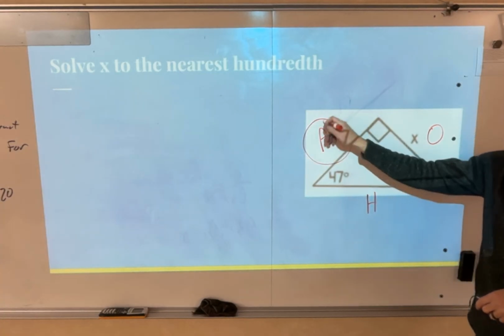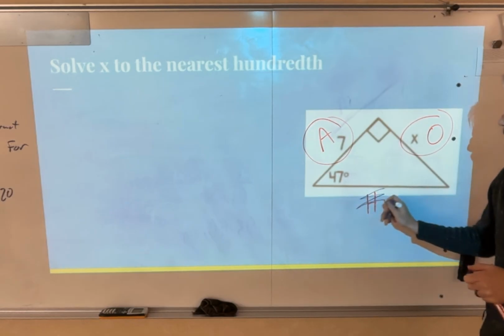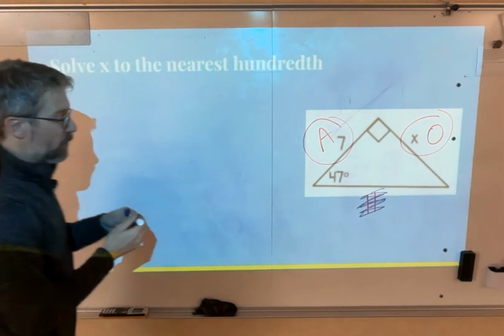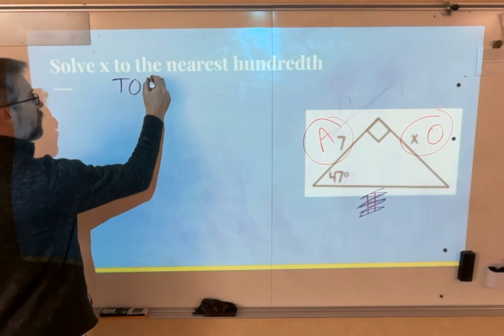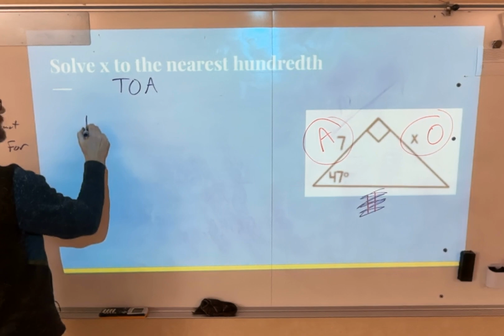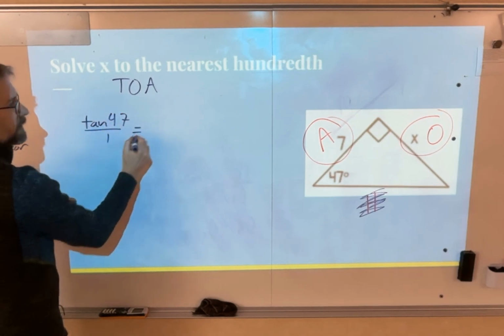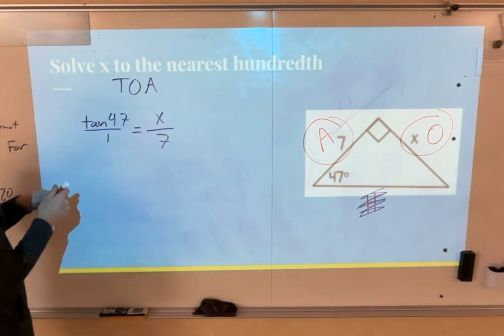Trig ratio. I've got the A, I'm looking for the O. I don't really care about the hypotenuse in this case. So which trig ratio uses O and A? That is TOA. So that means this is tangent 47 is equal to opposite over adjacent.